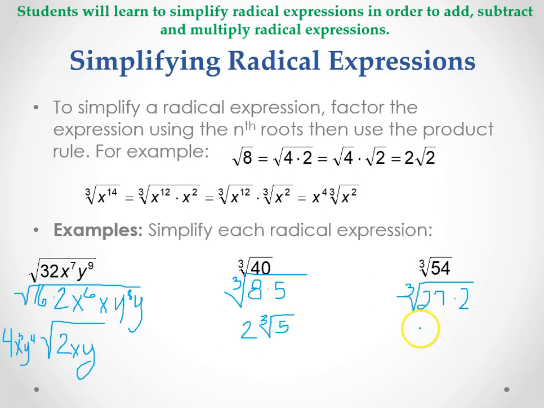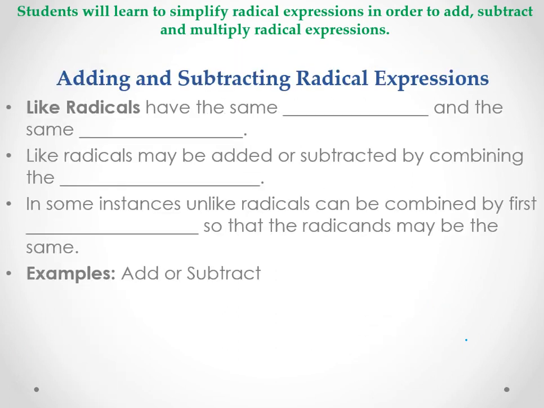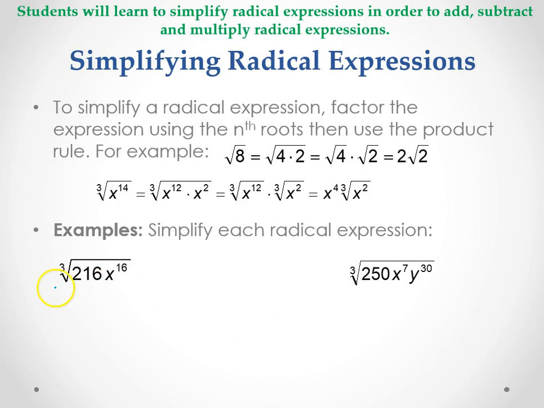Cube root of 27 is 3. The cube root of 2 is an ugly decimal, so it stays the cube root of 2. Okay, so we have the cube root of 216. Cube root of 216 is 6. And then the cube root of x to the 16th, well, 16 divided by 3, that's going to be x to the 15th.